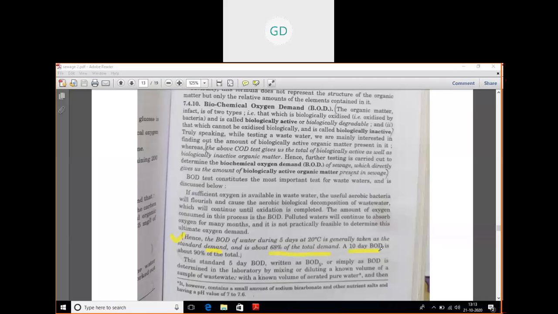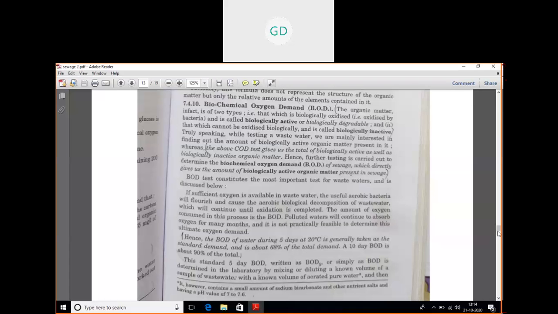And what is a 10-day BOD? If you keep the sample for 10 days, then it will be about 90% of the total demand. So if somebody asks you what the standard BOD is, you will say that the BOD of water is taken at 5 days at 20 degrees Celsius. So this is about your BOD. BOD and COD tests can both be performed in the environmental engineering laboratory. In our college we also have the BOD and COD apparatus, so later when you get a chance, you can see it there.